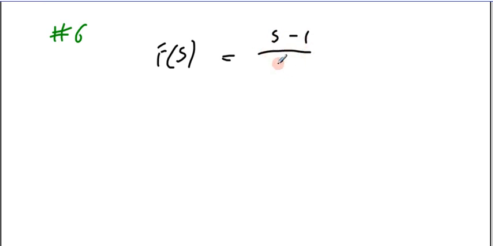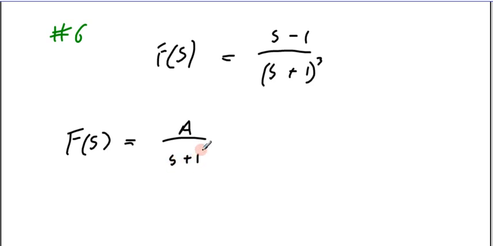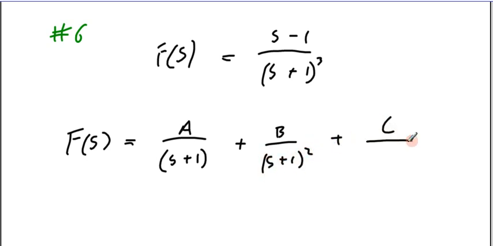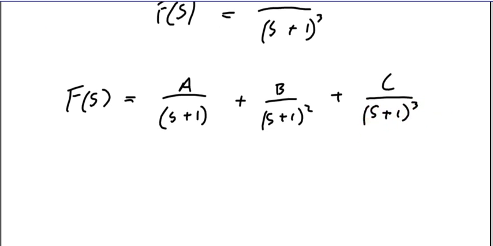Okay, number 6. F of s equals s minus 1 over s plus 1 cubed, and what I want to do is find the inverse Laplace transform. Okay, so f of s is going to be a over s plus 1 plus b over s plus 1 squared plus c over s plus 1 cubed. That's going to be my partial fraction that I'm solving.